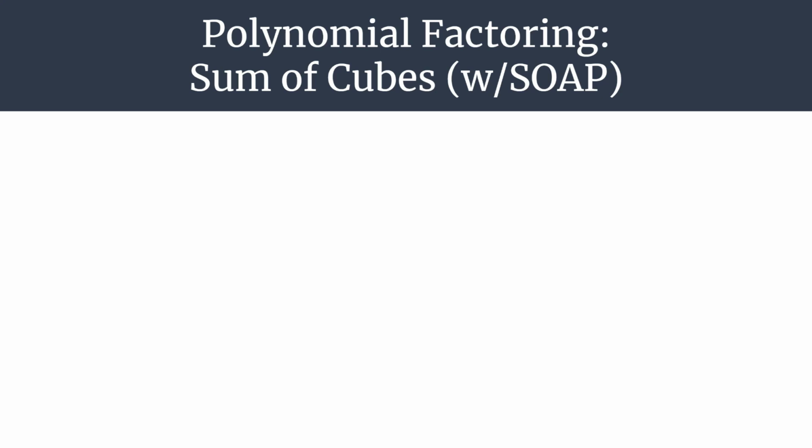Today we're going to look at a slightly more involved sum of cubes factoring problem. So we're going to factor the polynomial 8x cubed plus 125. We know this is a sum of cubes. We're going to go ahead and recall that template because we have two perfect cubes that are connected by addition. So recall the template is a cubed plus b cubed.